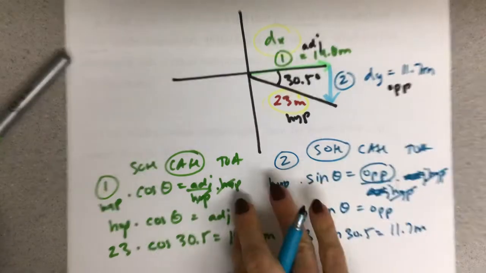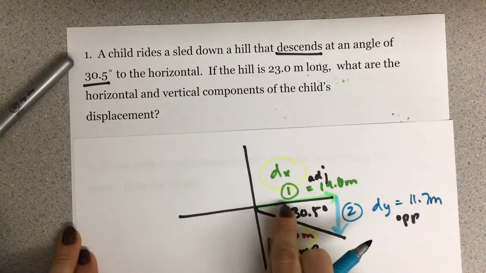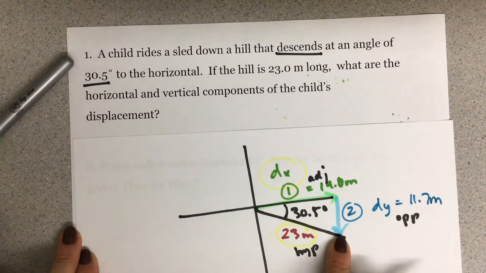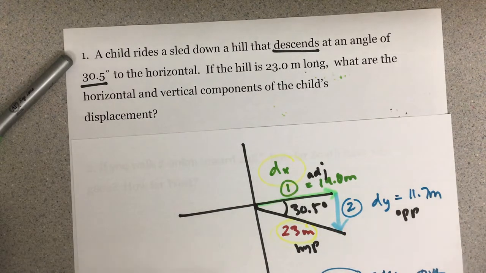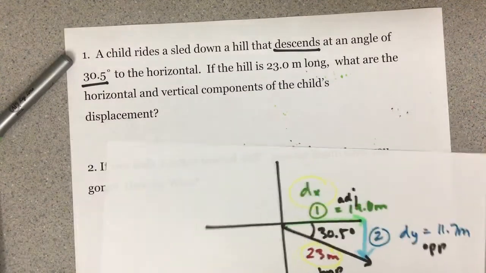Okay. So do we answer the question? A child rides a sled down a hill that descends at an angle of 30.5 degrees to the horizontal. If the hill is 23 meters long, what are the horizontal and vertical components of the child's displacement? And the displacement is this. The displacement is here to here. It's the resultant. Okay, let's move on to our next one.